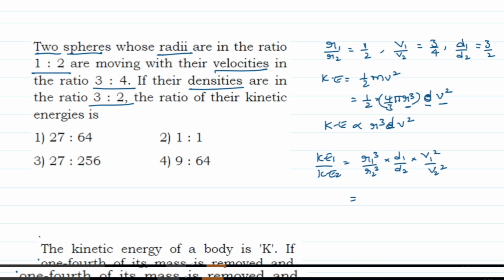R1 cube by r2 cube becomes 1/8, the density ratio is 3/2, and v1 square by v2 square is 9/16. Together, 9 times 3 is 27, and 8 times 2 times 16 gives 256. So the kinetic energy ratio is 27 by 256. This is the correct answer.